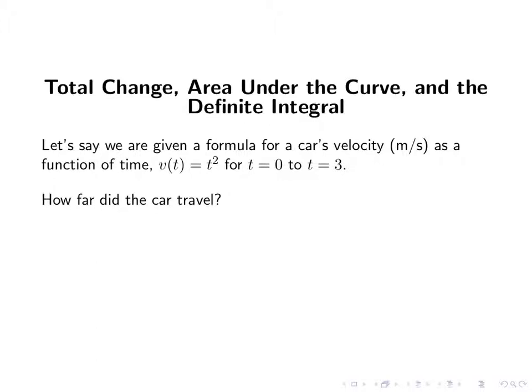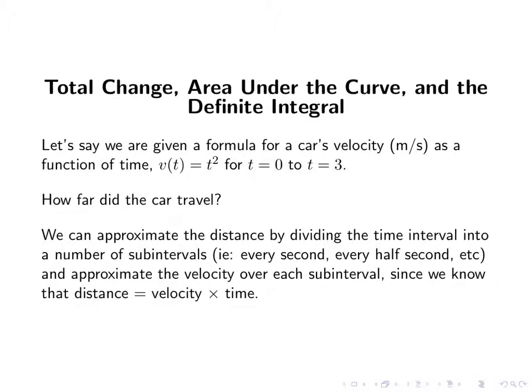So we know that the car's speed or velocity is changing with every instant, so it's not going a constant speed at any time. So we can't find the exact distance doing anything that we might already know about distance and velocity and time. But what we can do is find an approximation of the distance traveled by the car, because we know that distance equals velocity times time. But again, our velocity isn't constant. So the best we can do is approximate the distance or approximate the velocity for certain subintervals.